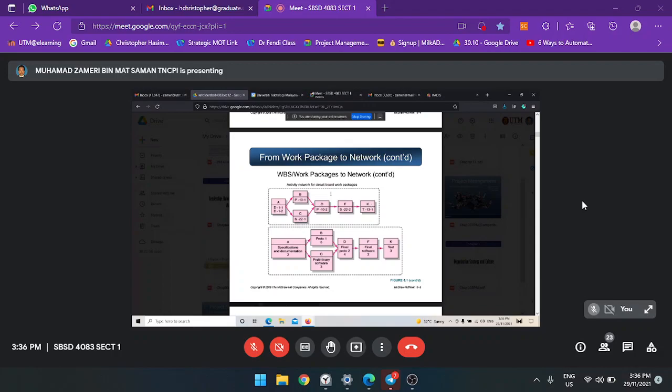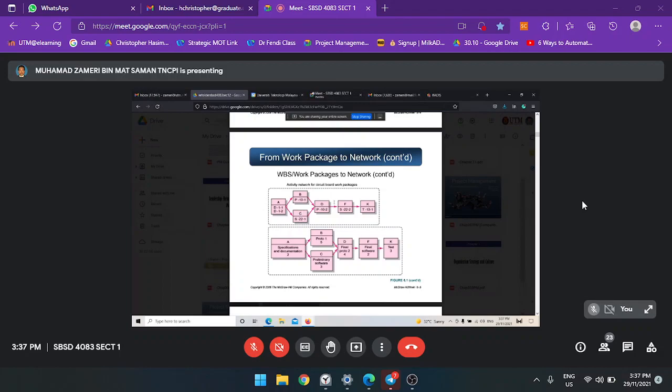So here we have activity A. So what is activity A? Specification and documentation. When you finish specification and documentation, you can proceed with activity B and activity C. That means activities B and C can proceed once you finish activity A. So the arrow shows here, when you finish A, you can proceed with B and C. That means B and C can be done in parallel.